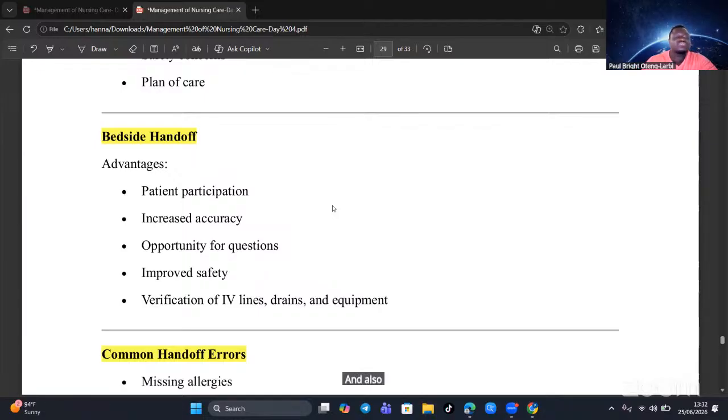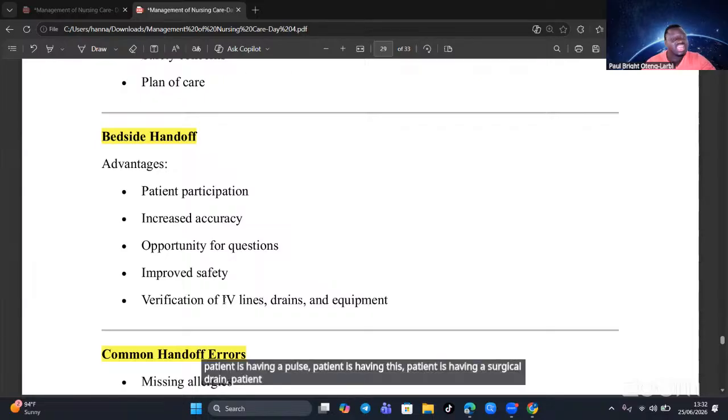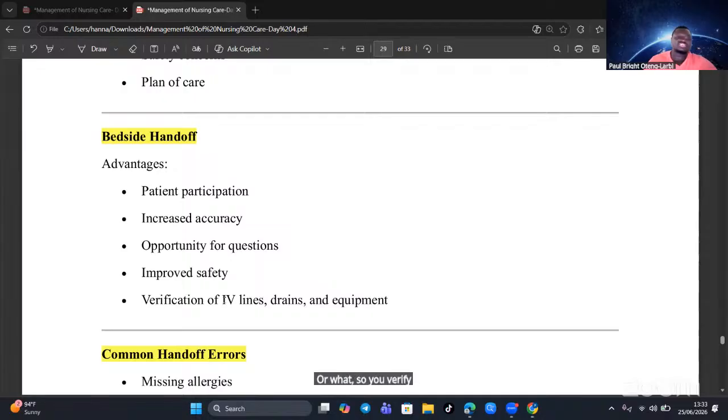And also it improves verification for IV lines, drains, and other equipment. Patient is on this drip, is running at this rate, and this volume is left. Patient has an IV line on the left antecubital or right antecubital, or patient is having a central line with double lumen or triple lumen. Patient is having a port, a surgical drain, a catheter, or what. So you verify all these ones.